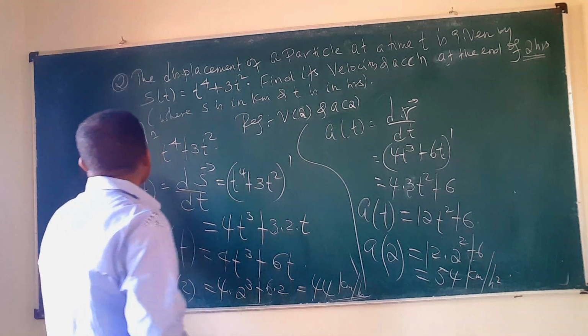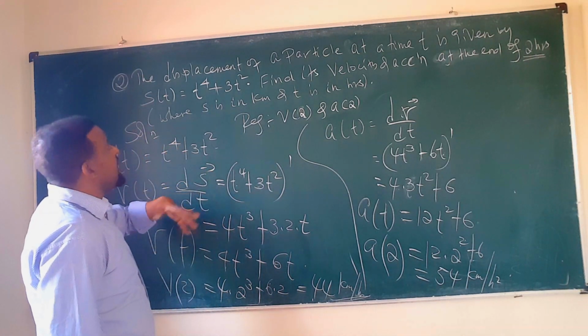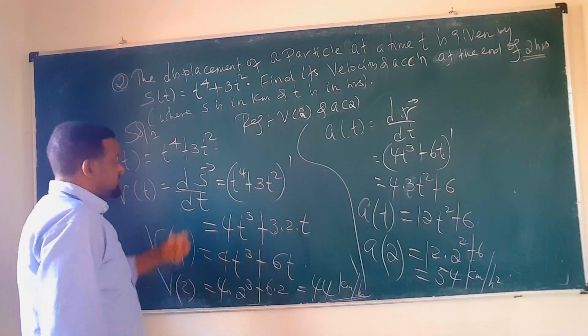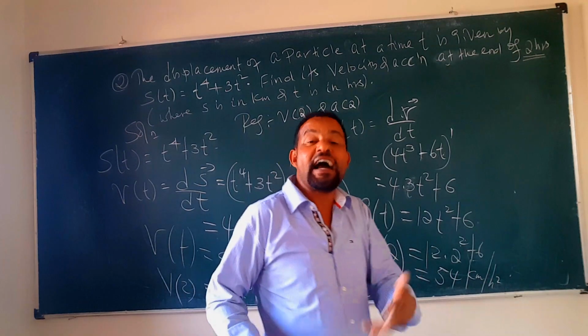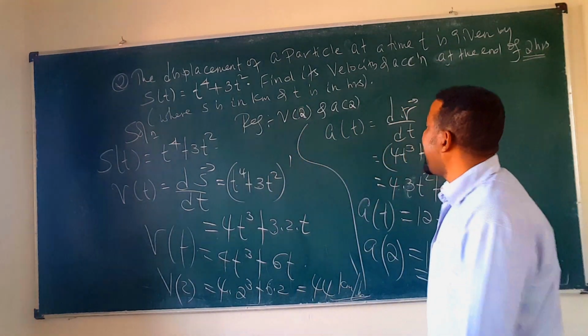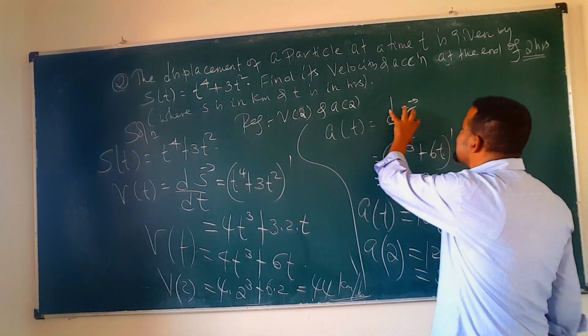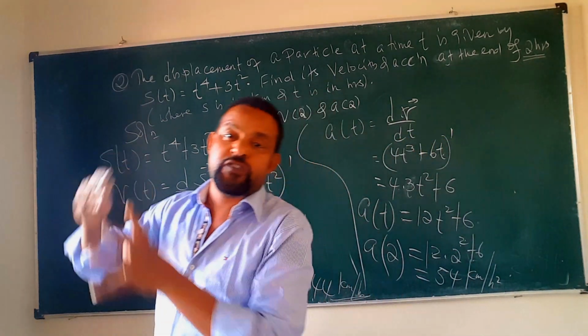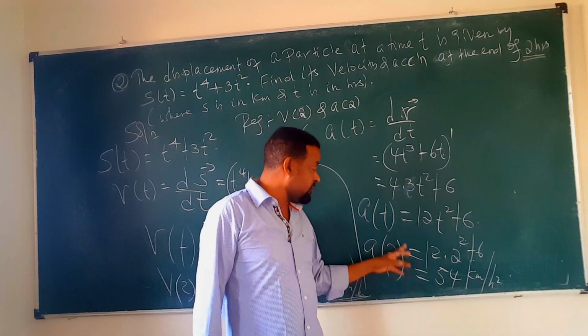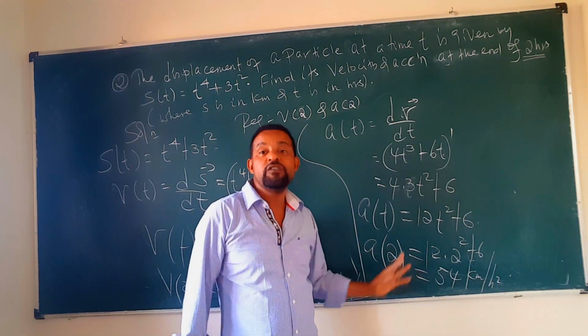So the velocity as a function of t is obtained by taking the derivative of the displacement function, and we have also calculated the velocity at the end of 2 hours. We got the acceleration function by taking the derivative of the velocity function, because the velocity function is given as a function of t, v of t. Then finally we have calculated the acceleration at the end of 2 hours.